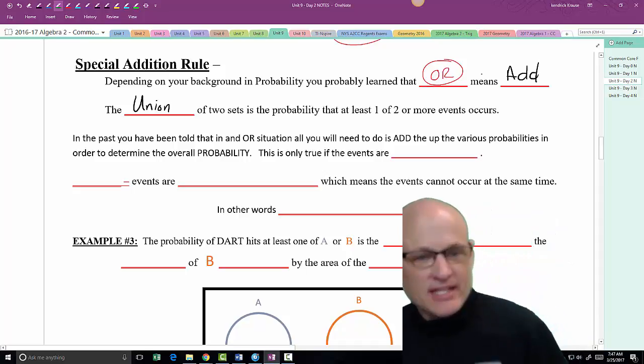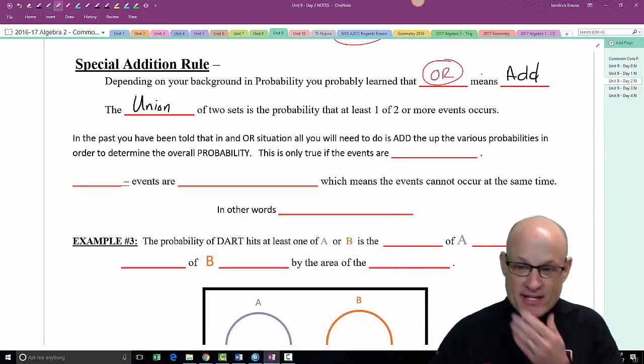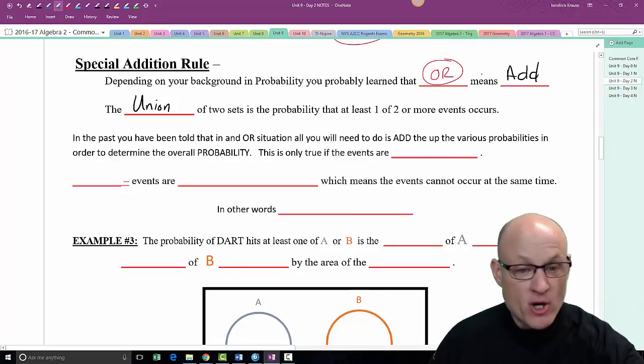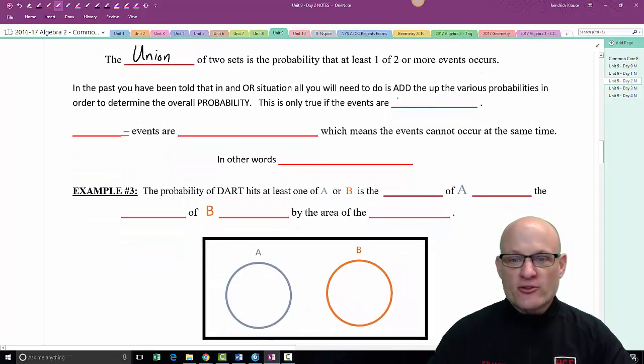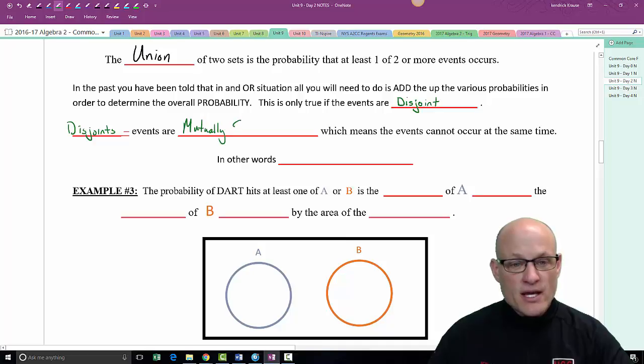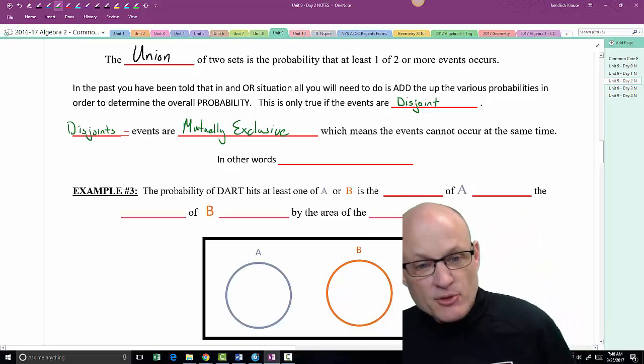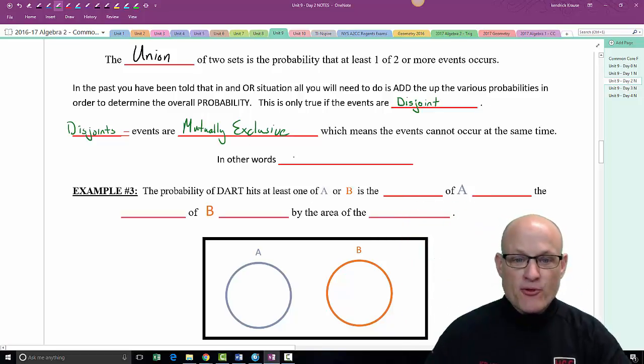In the past, you've been told that in an OR situation, all you need to do is add up the events with various probabilities in order to determine the overall probability. This is only true if the events are what's called disjoint. New vocabulary word: disjoint events are what's called mutually exclusive. Some new vocabulary, I believe, for you. Mutually exclusive means that the events cannot occur at the same time.